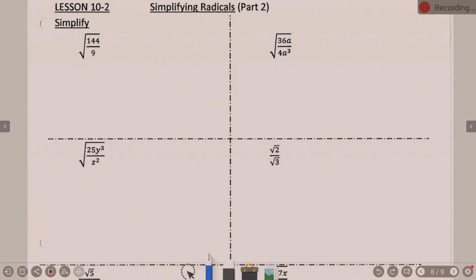What is the square root of 144? 12. What is the square root of 9? 3. As always, if you can simplify, you go one step farther. Can I simplify 12 over 3? Oh, yeah. 12 divided by 3 is 4. So your answer to this problem is 4. That's a lot easier. Listen, we have different levels. Are they all going to be this easy?